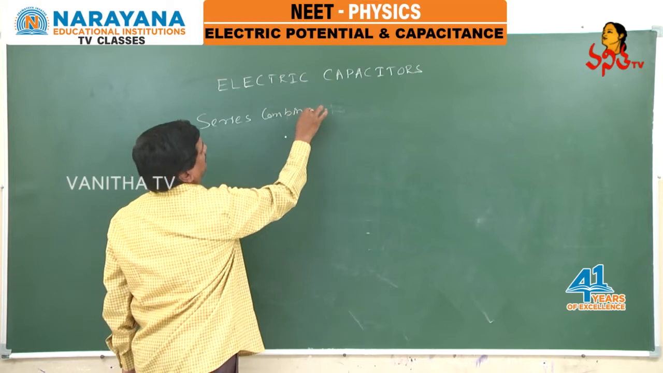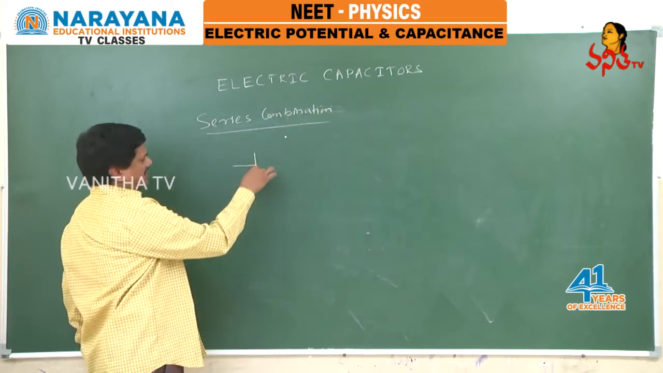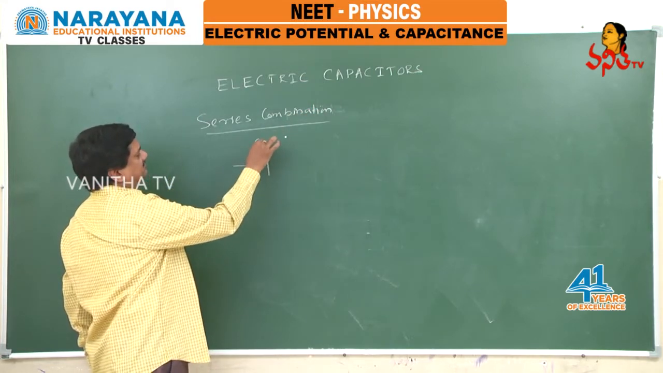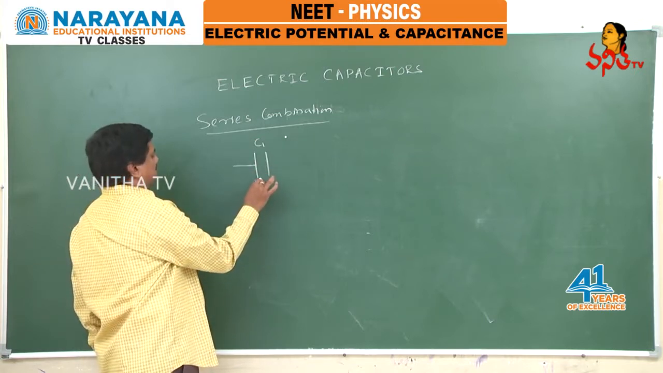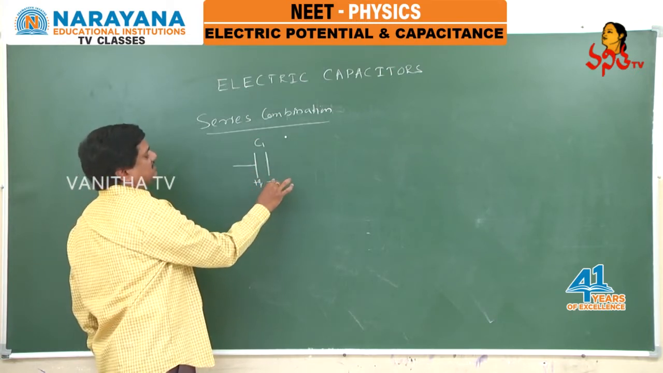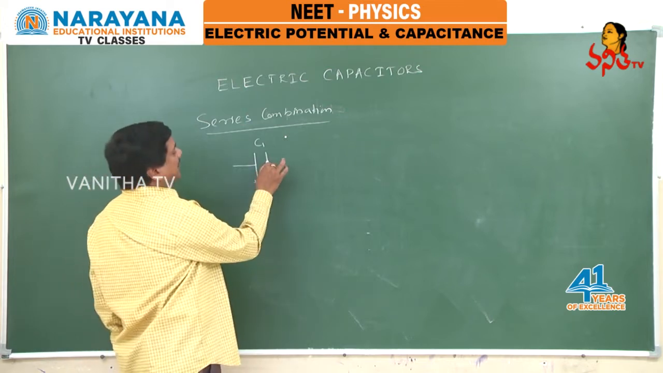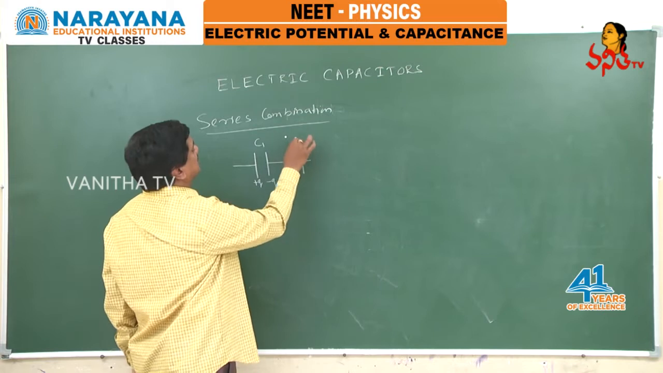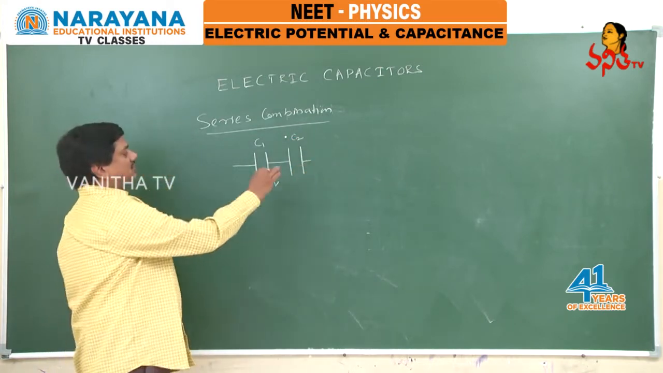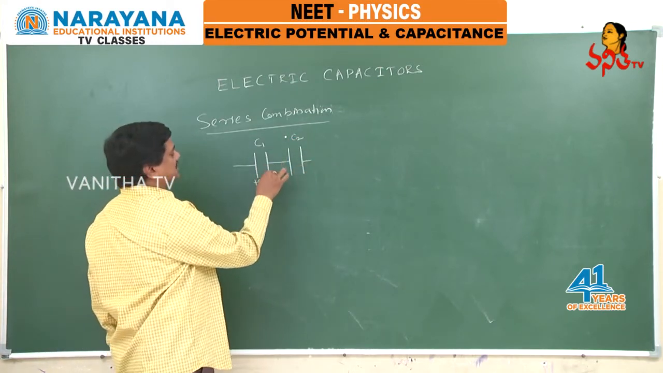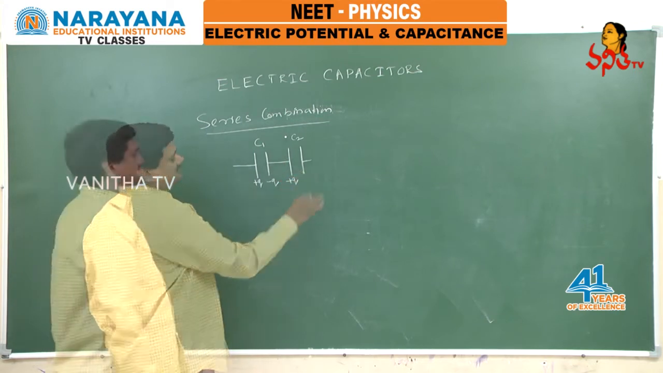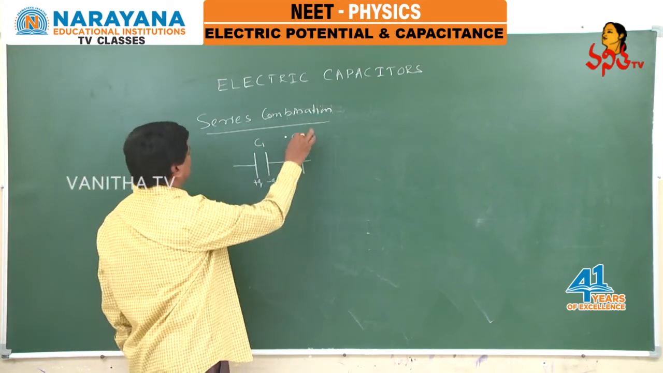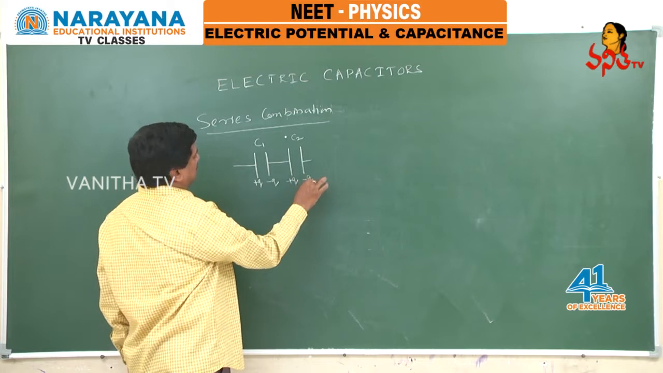Series combination of capacitors. Let there be a capacitor of capacitance C1. It has some positive charge. The charge on the plate is say plus Q and this is minus Q. If the negative plate of a capacitor is connected to the positive plate of the next, then it is called a series combination. In series combination, the negative plate of a capacitor is connected to the positive plate of the next.